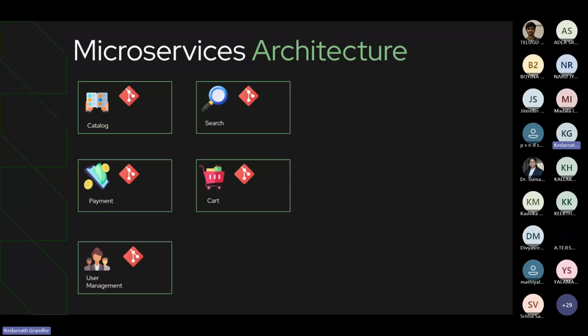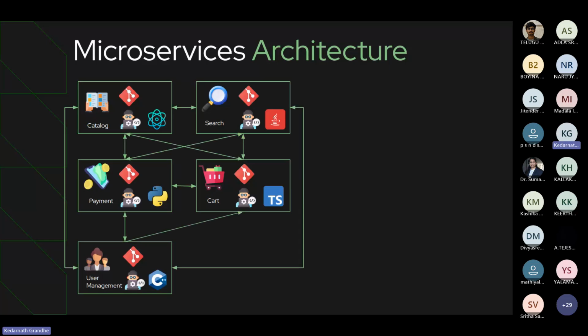Okay, yeah, the code is also different. We'll look at how microservices code is managed. As I said, catalog can be written in React, and you can hire React developers who are experts in that. So you can have different people with different expertise work on a single application. Search service can be in Java, payment can be in Python, cart can be in TypeScript, user management can be in C++. All the services communicate with each other using API protocols.